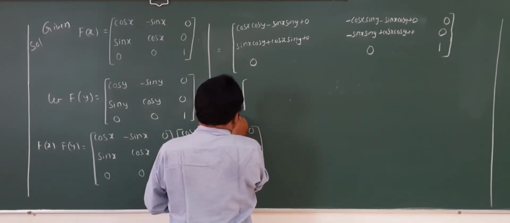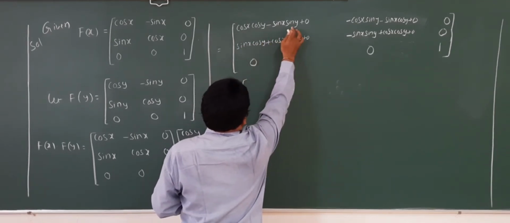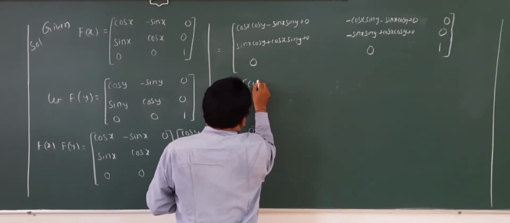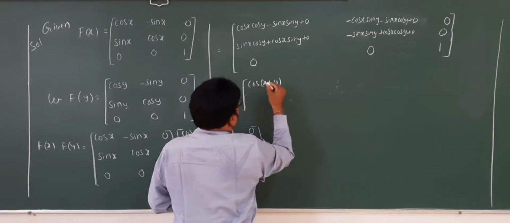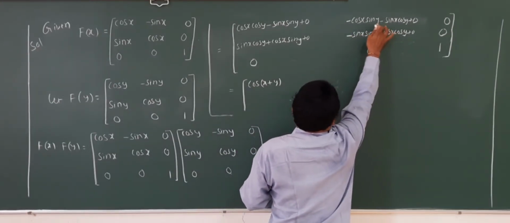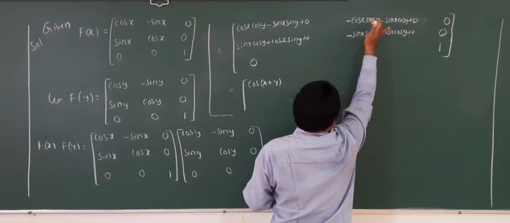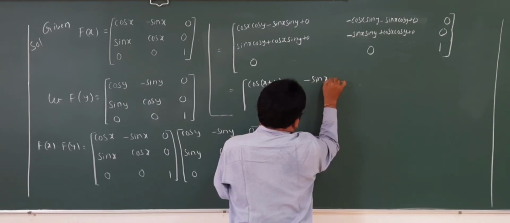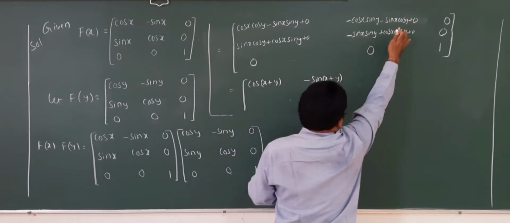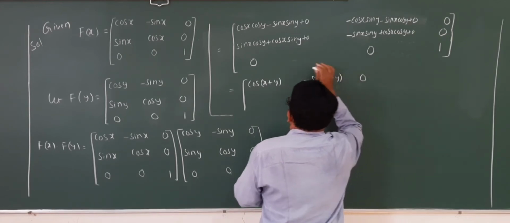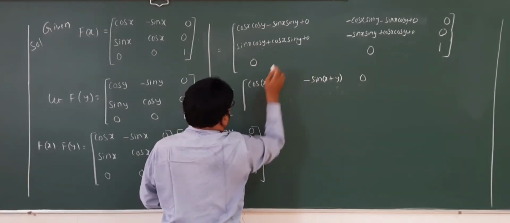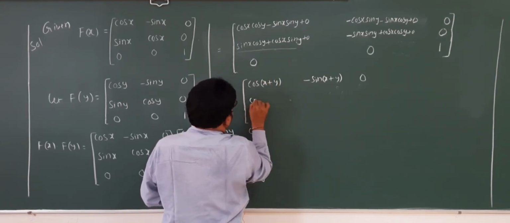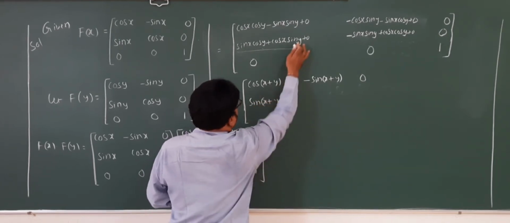Now see here, cos x cos y minus sin x sin y, this 0 is negligible. The trigonometric identity gives cos of x plus y. And here take minus common, we get sin x cos y plus cos x sin y. This is also one of the trigonometric identities, so minus sin of x plus y, and 0 is 0. Next, here also sin x cos y plus cos x sin y plus 0, so this value equals sin of x plus y, and 0 is negligible.